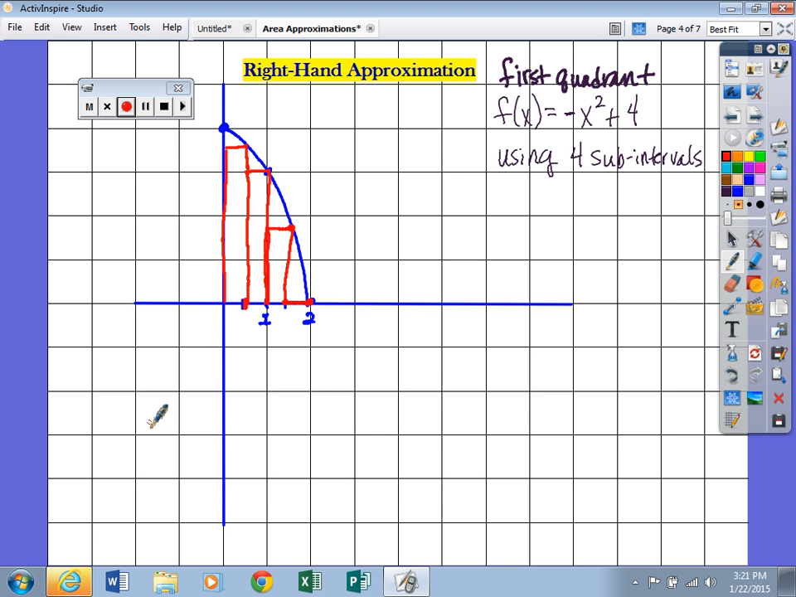Yes, sir? So left hand always be over and right hand always be under? That's what you're going to discover tomorrow, if that's true. Okay? Because that's scary to say always, okay?